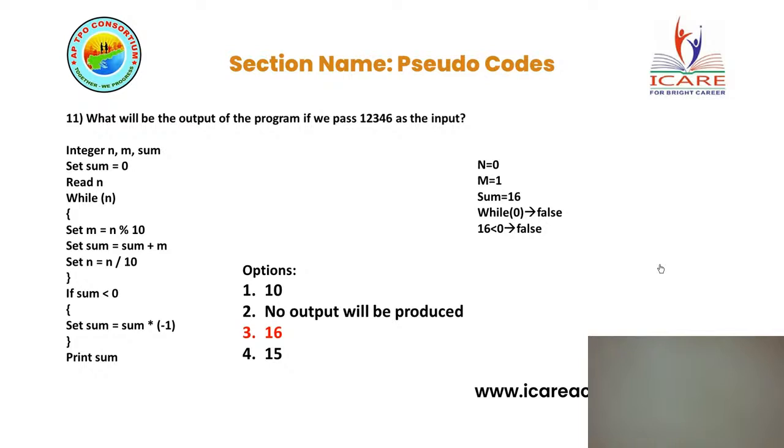What is the difficulty level of pseudocode? Most of the questions are medium and one or two are high. Most of the questions will be medium and one or two become high. The main thing you have to check is whether it is a pseudocode or a program. They may also give a program as a question, and they may ask what the output is or what the error is. So please be thorough on this.